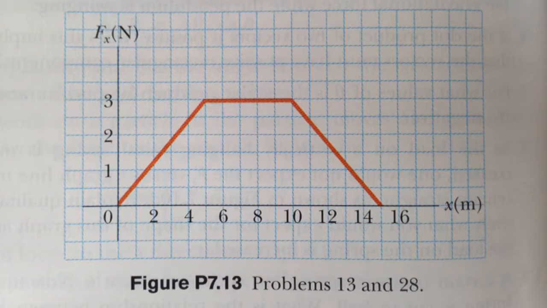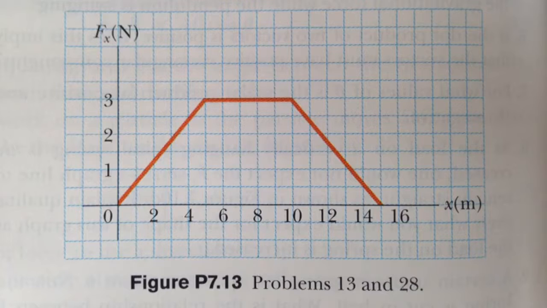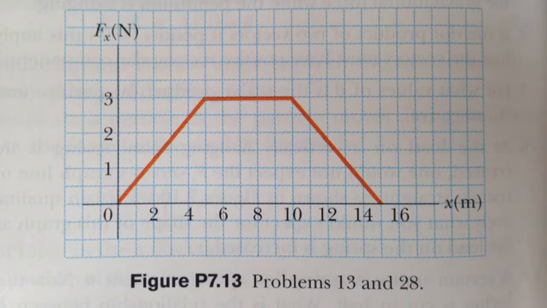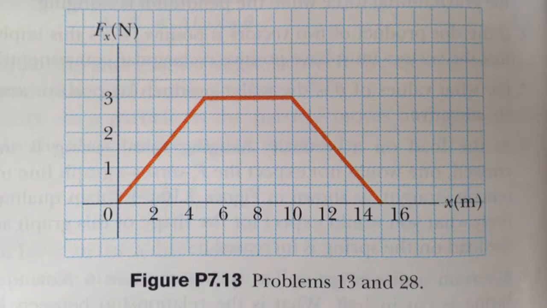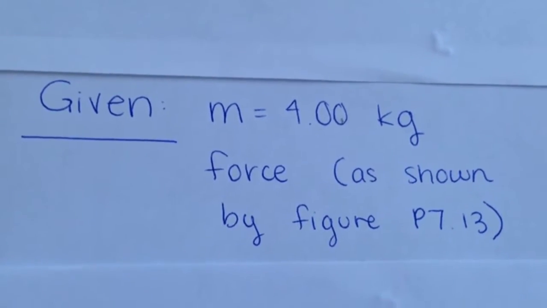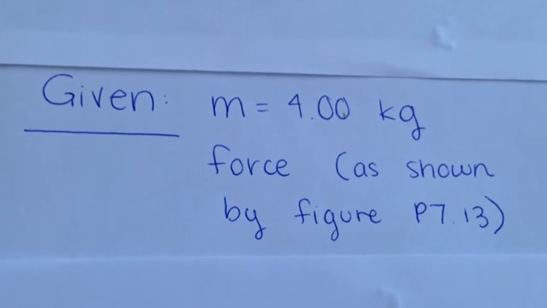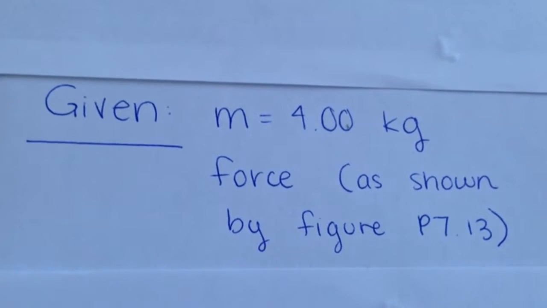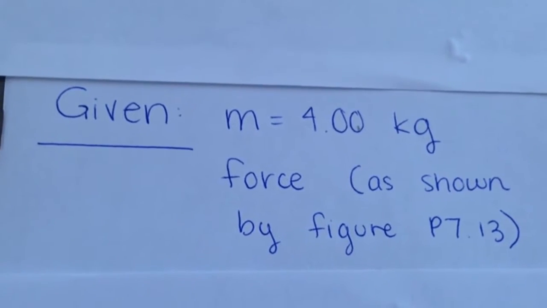So this is the graph of the force in newtons versus x in meters, and it increases from 0 to 5 linearly, and then from 5 to 10 it's constant, and from 10 to 15 it decreases linearly. In this problem we're given the mass of the particle is 4 kilograms, and the force acting on the particle is shown in figure P7.13, which we've shown before.